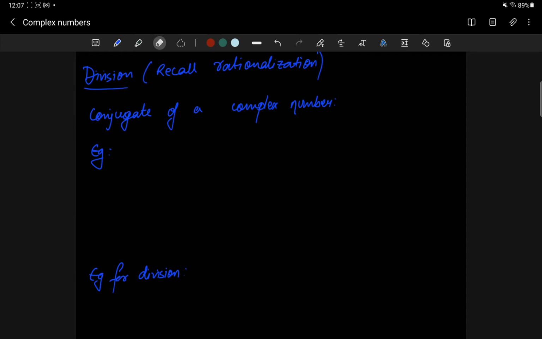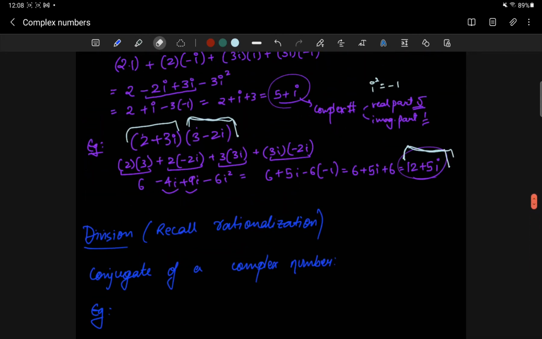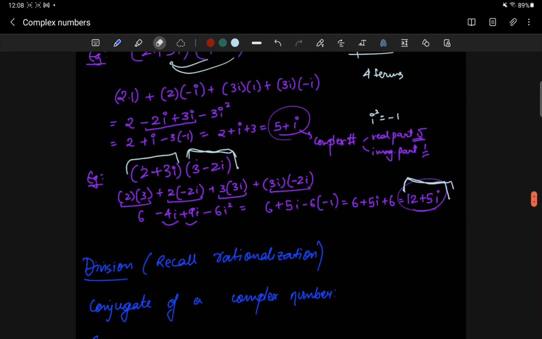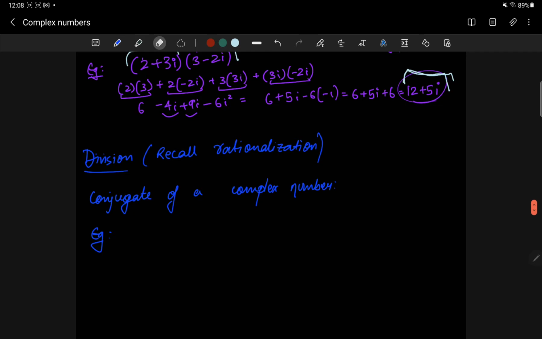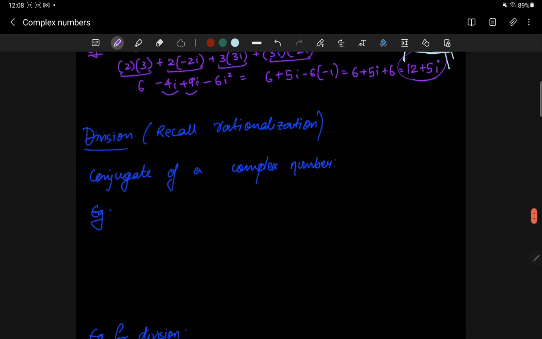Now the last thing that we need to learn is sort of giving a process to the observation made last time that since we can multiply to get a complex number, we should be able to divide to get a complex number. To do that, we introduce a new term which is going to be helpful, which is called the conjugate of a complex number. So what is this? Basically what you do is you change the sign of the complex part.